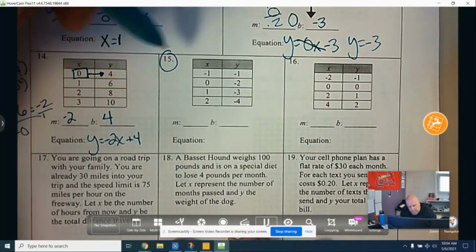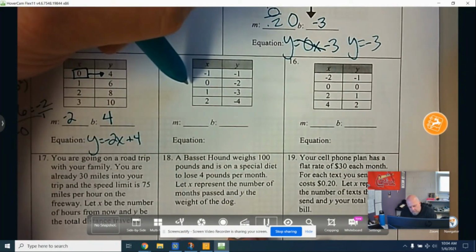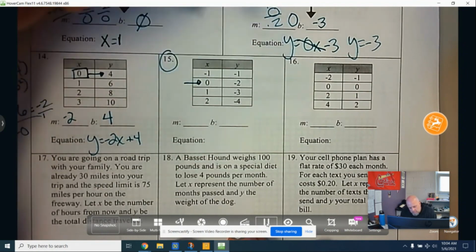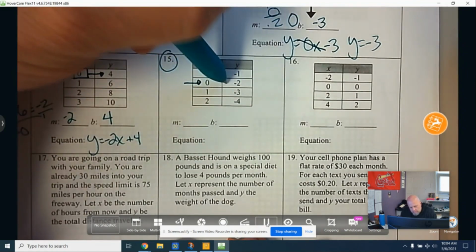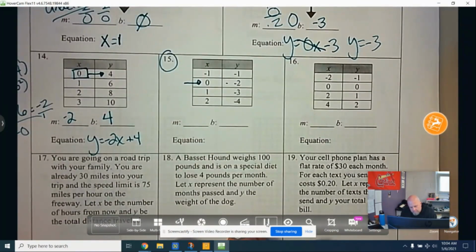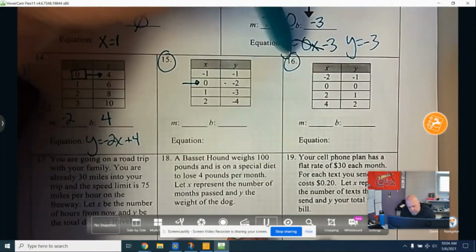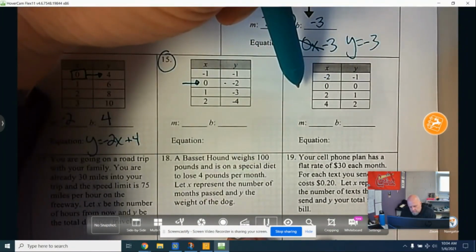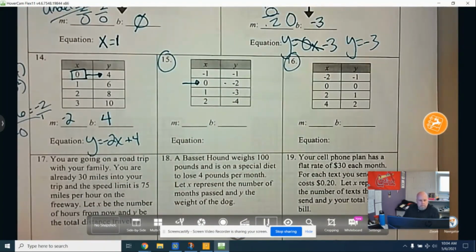Okay, you go ahead and do number 15. Just notice here, this is where your x is 0. So this tells you what the y-intercept is. Okay, do number 16. And that's where we're going to stop for today.